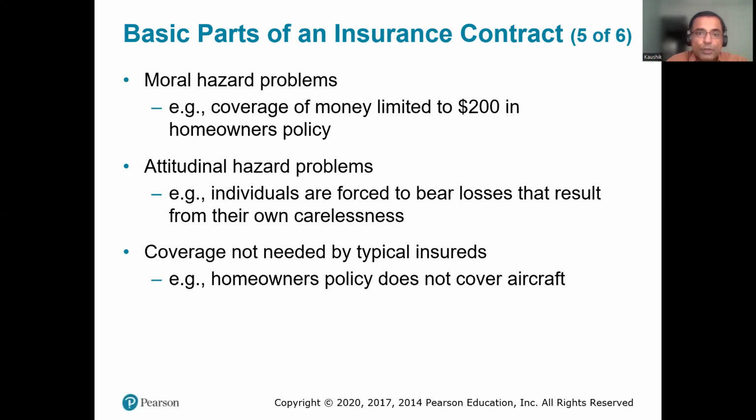And sometimes it is not feasible to cover certain activities or entities in that insurance. For example, homeowners policy cannot cover aircraft insurance.